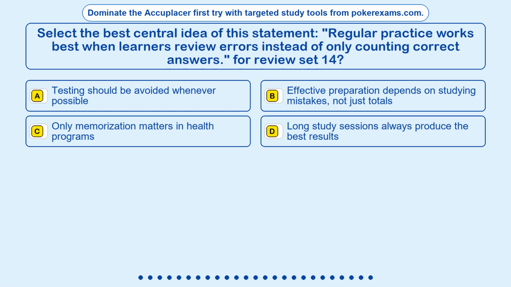Question 13. Select the best central idea of this statement. Regular practice works best when learners review errors instead of only counting correct answers. For review set 14. Option A, testing should be avoided whenever possible. Option B, effective preparation depends on studying mistakes, not just totals. Option C, only memorization matters in health programs. Option D, long study sessions always produce the best results.